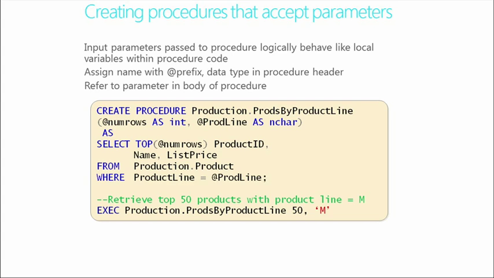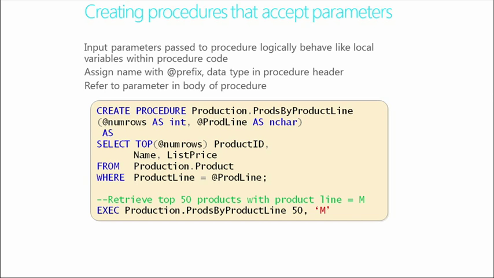So this procedure is going to allow us to pass a couple parameters. Let's limit the number of rows, but we want to return information from the products table based on a particular product line. But we have some control over what's being returned to us, even though we're using a stored procedure. We can pass it parameters.